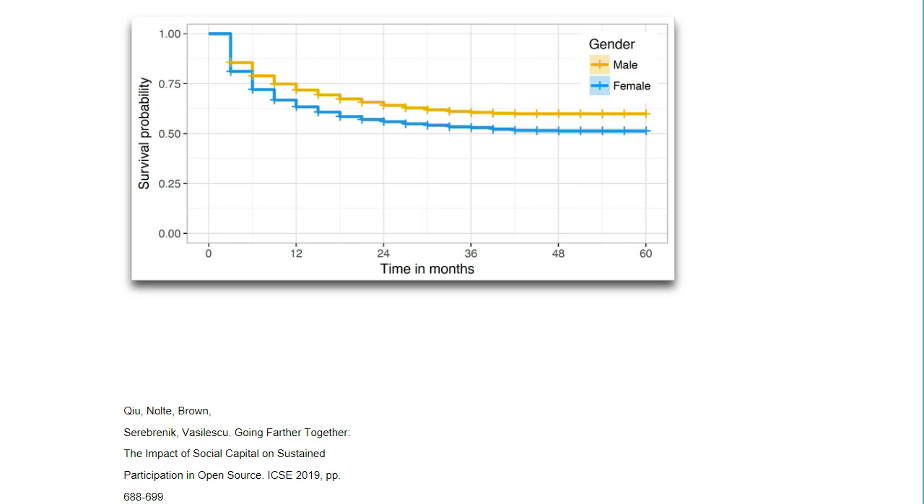So for instance, we see on this plot that after 12 months of being involved in the project, roughly 70% of men are still contributing to it, while for women this percentage is around 60%.